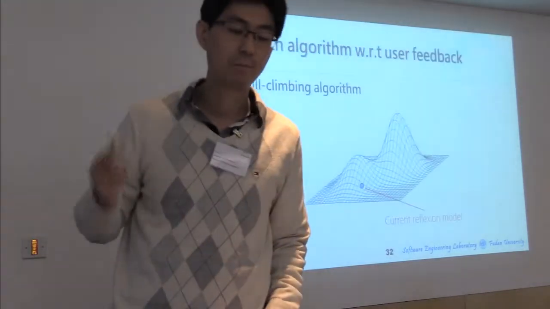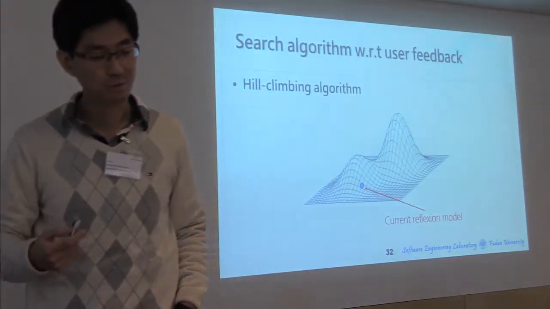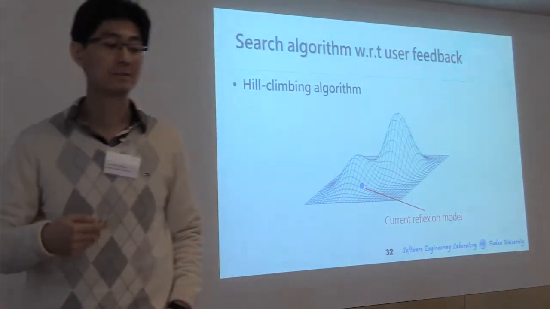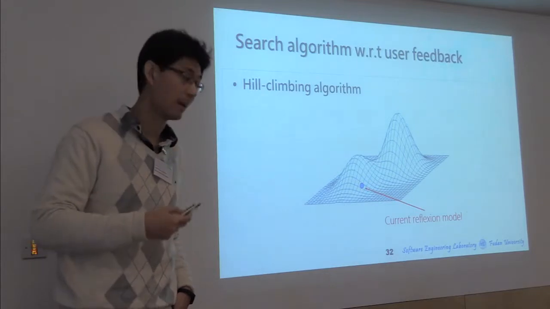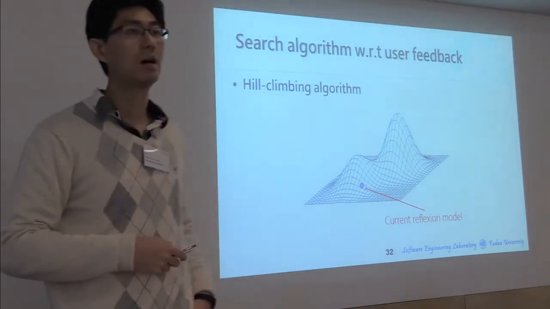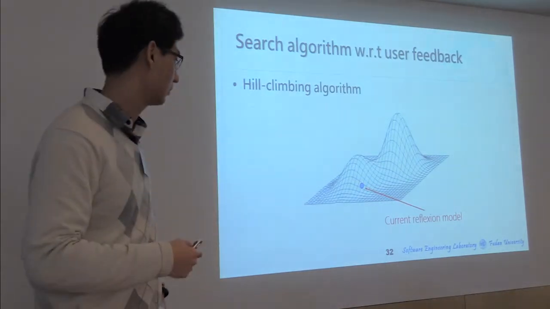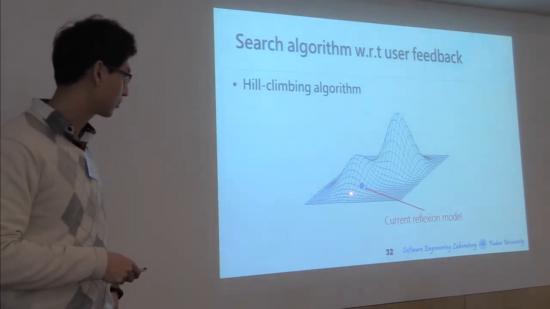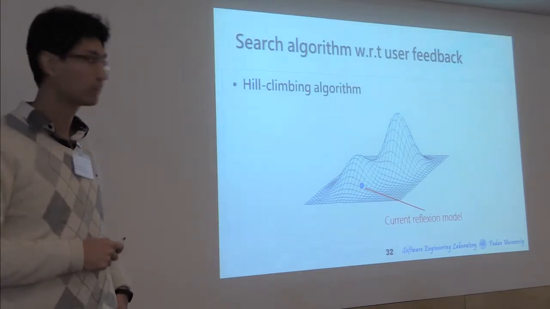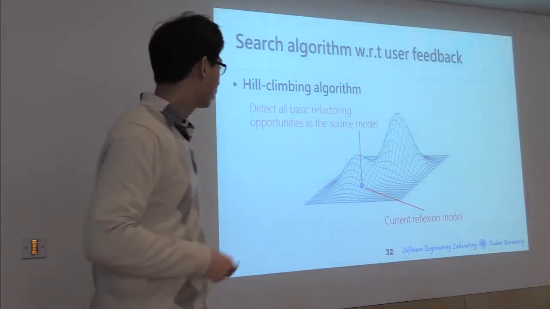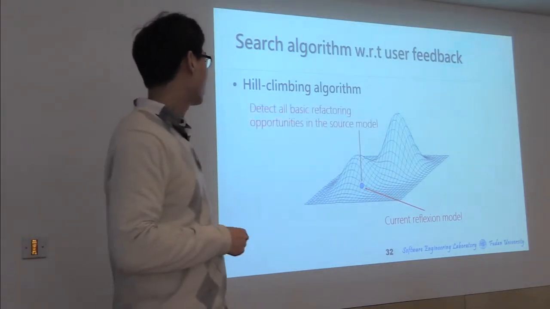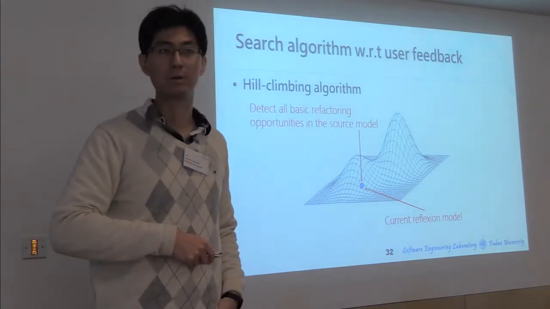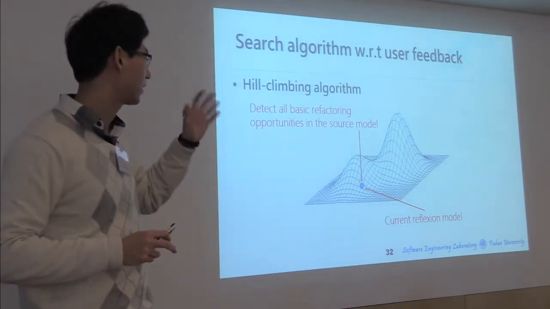Okay, now we have basic reflection operations, and we have quantified a reflection model. So next are the search algorithms. We select the hill climbing algorithm for our search problem. Suppose that this is our current reflection model. We want to find a reflection model with a higher fitness function. And in order to do this, we're going to detect all the basic reflection opportunities in the source model of the reflection model, so that we will detect a lot of reflection opportunities.